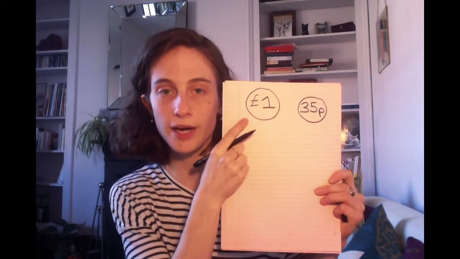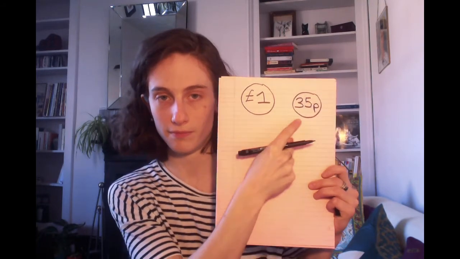This is what I've got in my pocket, £1. Now the item I want to buy is 35p. So write that with me, 35p. So now on your paper you should have £1, then 35p next to it. So this is what I have. And this is what I want to buy.